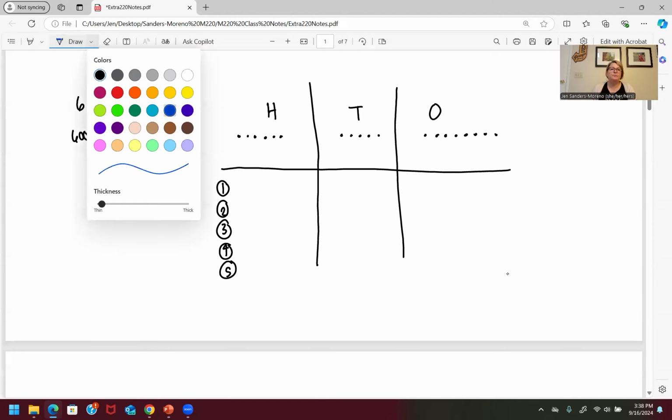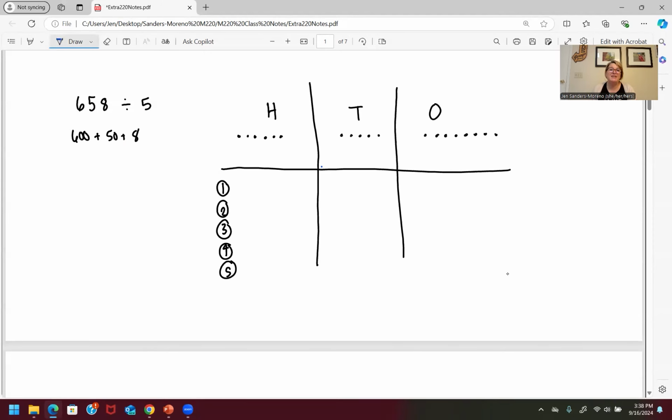Okay, so what I've got is we have 6. I'm going to go ahead and write 6 right now. I've got 6 dots to share among 5 people. So everyone's going to get 1. I have 1 left over. Okay, that 1 that's left over is going to come next door, and each 1 that comes over is going to turn into 10.